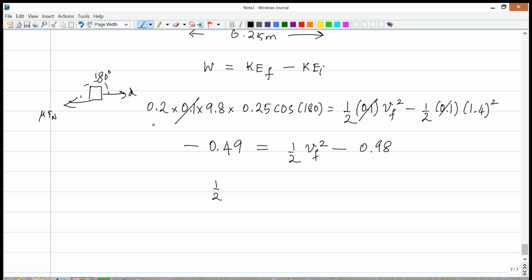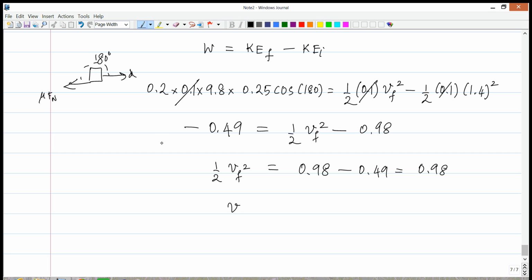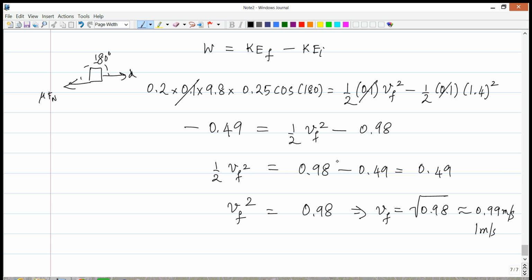So this gives me 1/2 times Vf square is equal to 0.98 minus 0.49, which is 0.49. And so Vf square is equal to 2 times 0.49, which is 0.98, and then Vf is equal to the square root of 0.98, which is approximately 0.99 meters per second. We'll just take it as 1 meter per second.